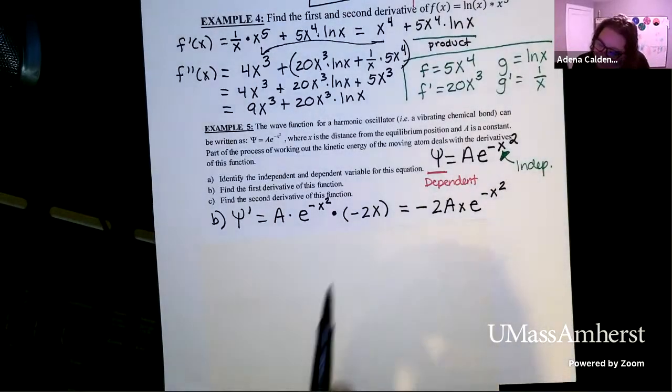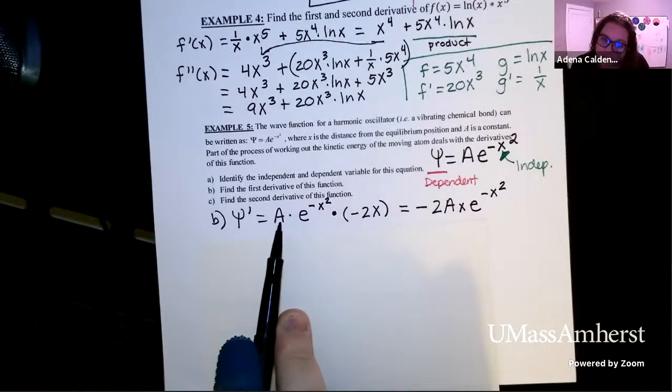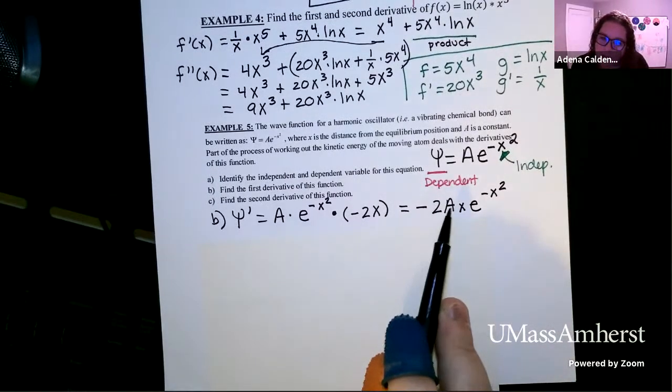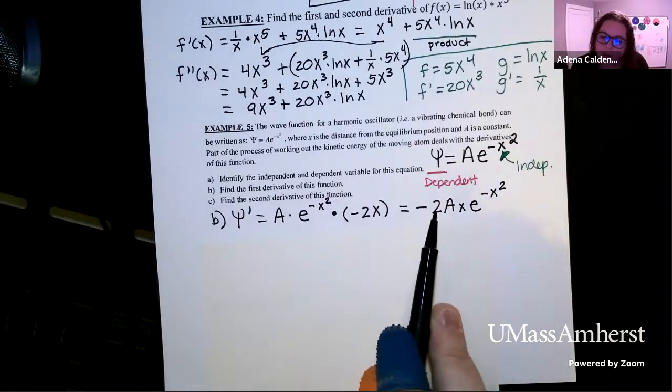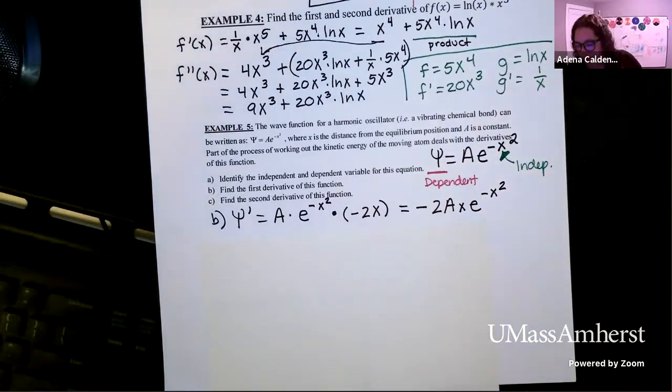And again, if yours looks like this, you can just match term by term. So there's an a, there's an a. E to the negative x squared, e to the negative x squared. Negative 2, x, x. All the pieces are there.